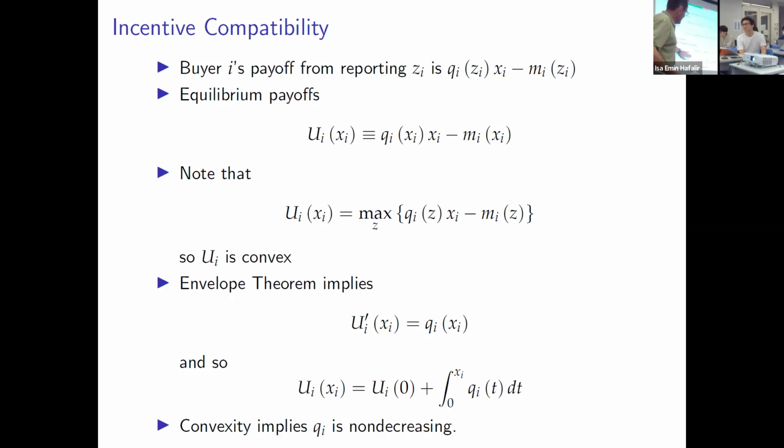When you take the integral of both parts, you get ui(xi) is equal to ui(0) plus the integral from 0 to xi of qi(t) dt. This also necessarily means that the probability of allocation has to be a weakly increasing function, and this is called payoff equivalence. I told you earlier that in all standard auctions we have revenue equivalence and interim expected payment equivalence, or payoff equivalence.